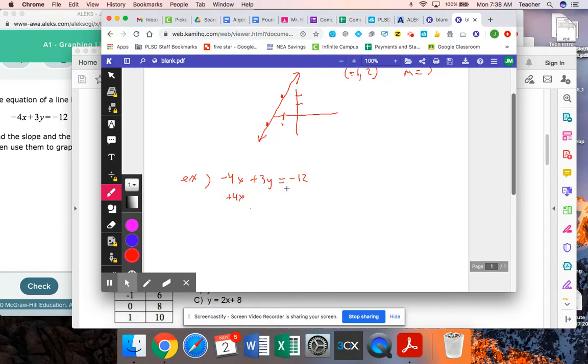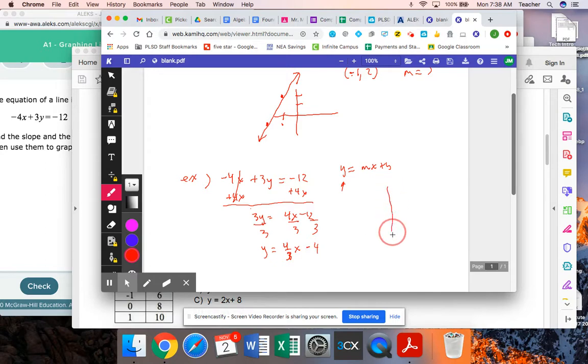We did this before, so I'm going to move kind of quickly. Let me get the x's away because my goal is to get y by itself. I want it to look like this, so I need y by itself. So let me get rid of this term. I'll have 3y is equal to 4x minus 12. Divide everything by 3. So y is going to equal 4/3 x minus 4.